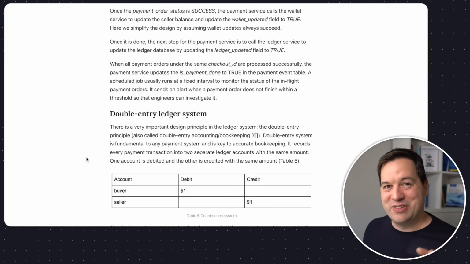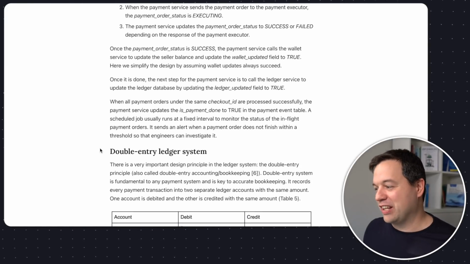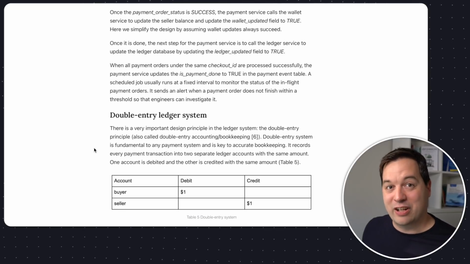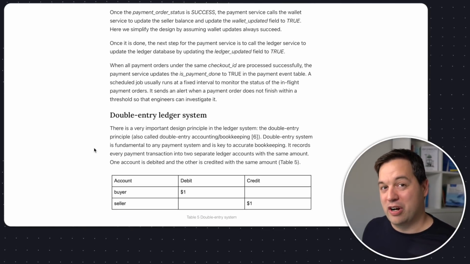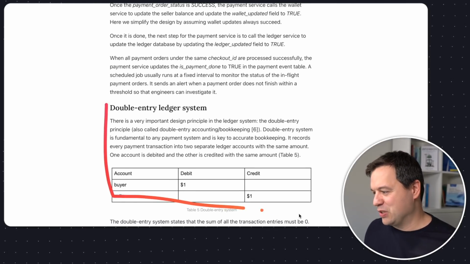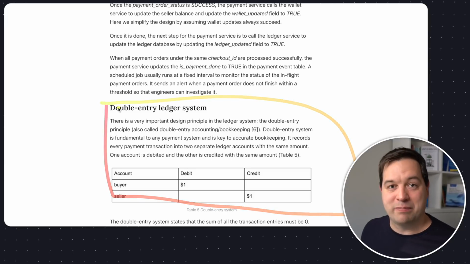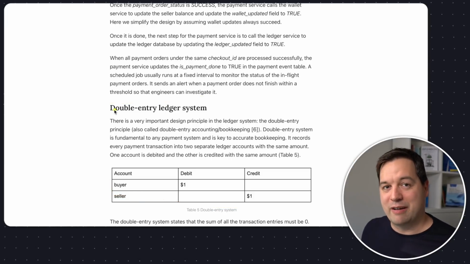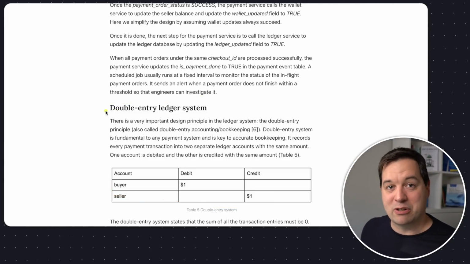It actually educates you on the double entry ledger system, which was one of the first things that I learned at Uber when we started to work on payment systems. And it's an interesting one because it's not a complicated concept, but if you didn't learn economics or didn't have finance classes, it's just something to quickly learn.